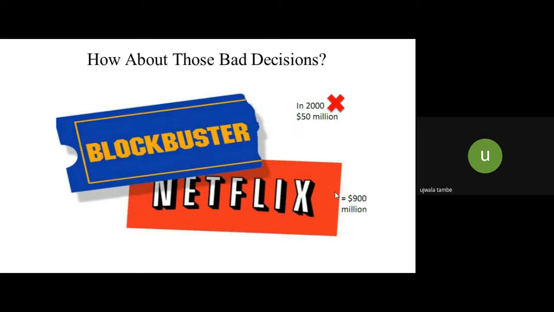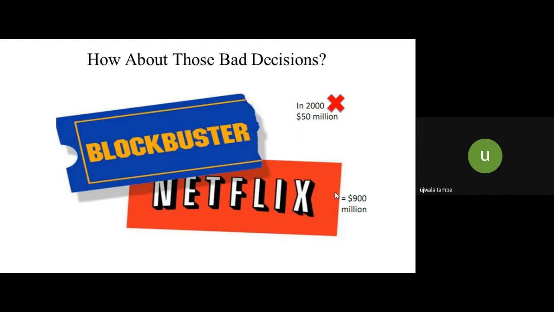After that, there are some stories which are based on business intelligence tools. I don't know if you are aware of these two companies or not. The first one is Blockbuster and the next one is Netflix. In 2000, the business of Blockbuster was $15 million, while the business of Netflix was $900 million. Here we have to focus on what kind of mistakes were made by Blockbuster.